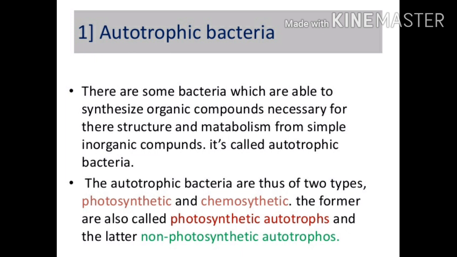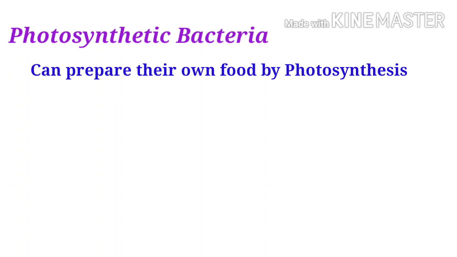These are bacteria which are able to synthesize organic compounds necessary for their structure and metabolism from simple inorganic compounds. They are known as autotrophic bacteria. These autotrophic bacteria are of two types: photosynthetic and chemosynthetic bacteria. The former are also called photosynthetic autotrophs and the latter non-photosynthetic autotrophs.